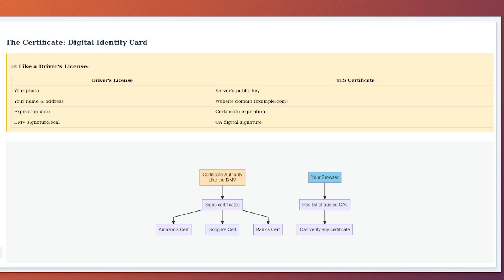In TLS 1.3, this certificate is sent encrypted, which is new. In older versions, anyone could see which certificate was being sent. Now it is private, like showing your ID inside a private room instead of in public. The server actually sends a chain of certificates, its own, plus intermediate certificates leading up to a root CA your browser trusts. It is like showing your driver's license, plus the letter from the DMV confirming it is real, plus documentation that the DMV is officially recognized by the government.